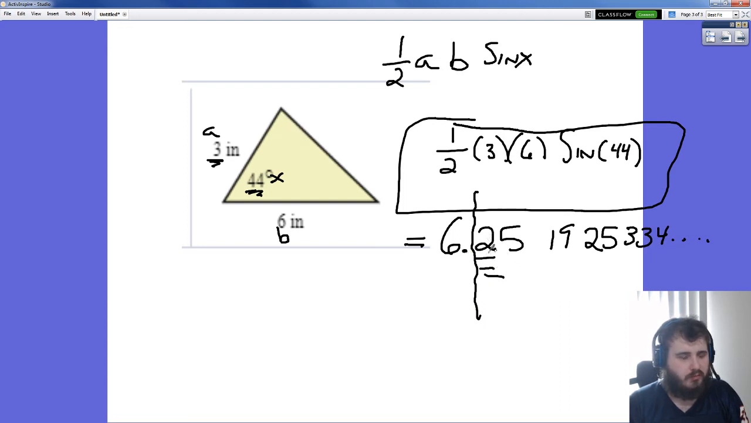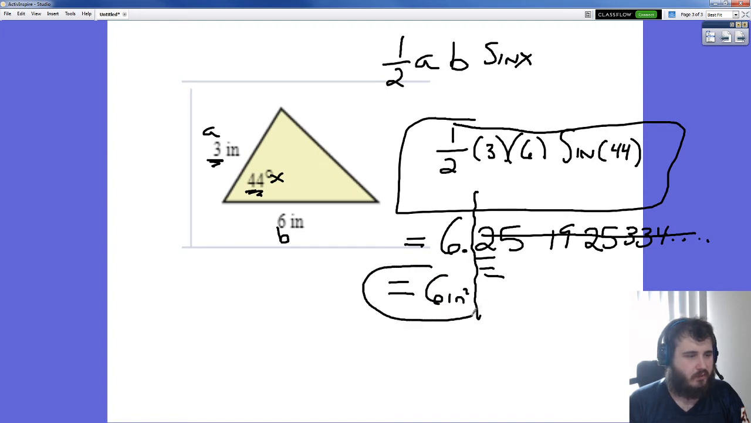So we look at this 2 and we say, all right, that is not 5 or more, so we're going to cross that whole thing out. And what are we left with? We are left with 6 inches squared for our final answer.